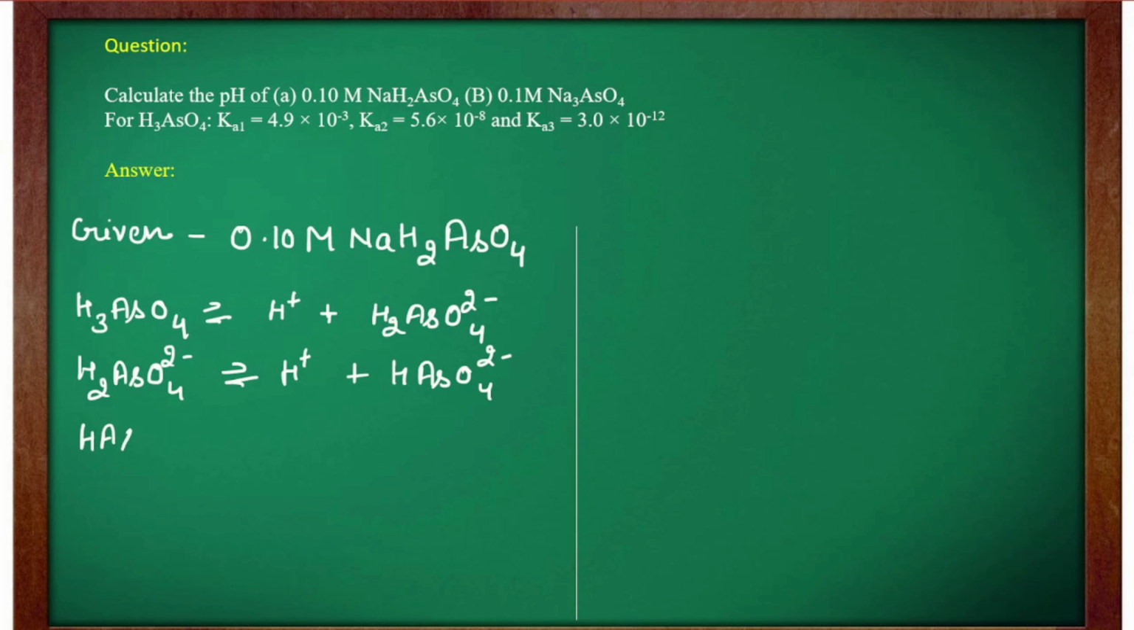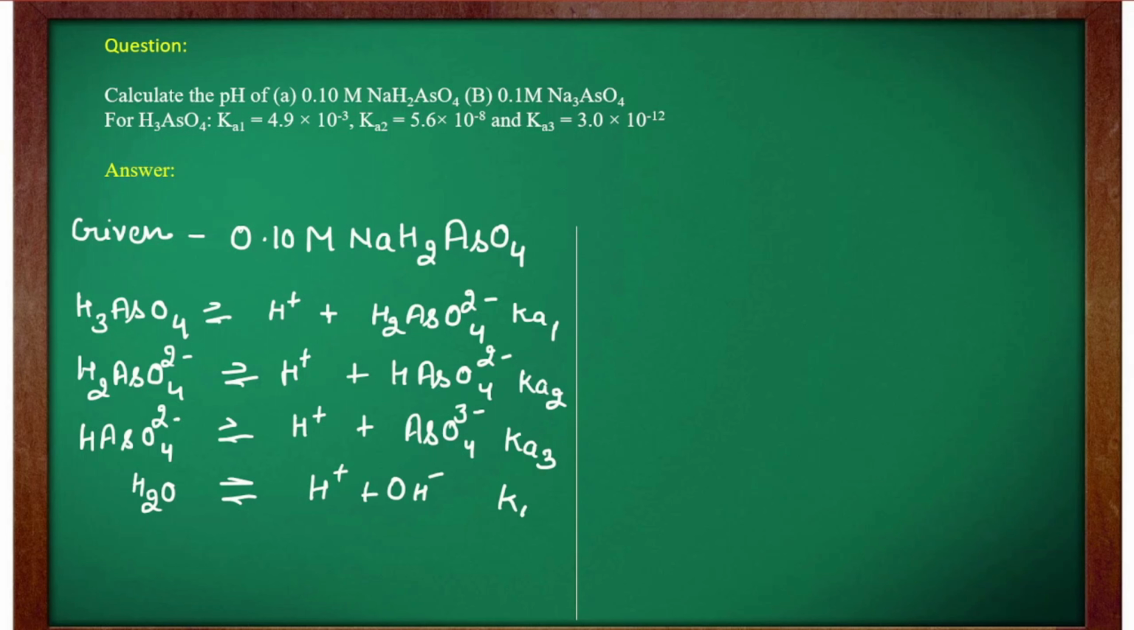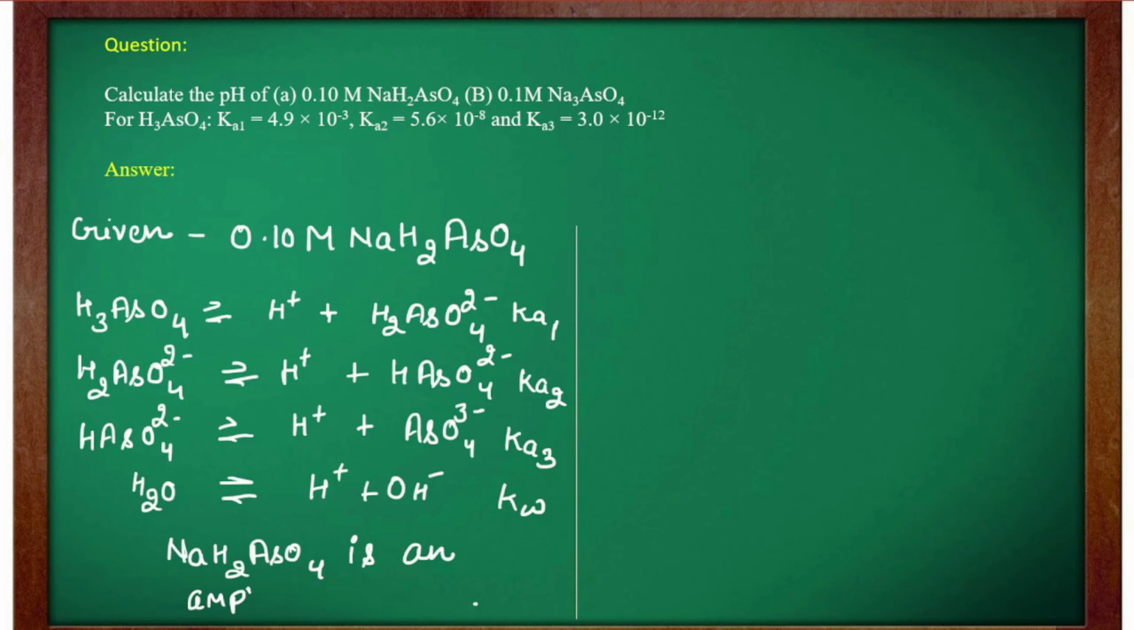Arsenic acid dissociates in 3 steps. The first dissociation step is arsenic acid into dihydrogen arsenate and hydrogen ion. Dihydrogen arsenate dissociates into hydrogen arsenate and hydrogen ion. Hydrogen arsenate dissociates into arsenate and hydrogen ion.